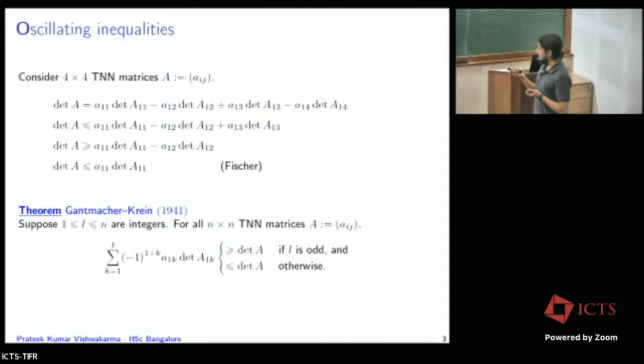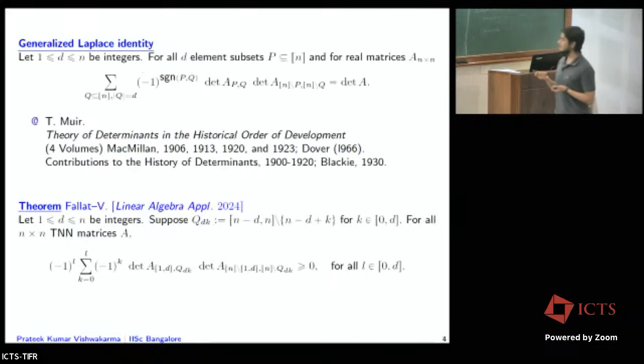In my recent work with my former postdoc mentor, Shaun Fallat, we were able to generalize the inequality of Gantmacher-Krein by identifying a similar oscillating set of determinantal inequalities, by refining the generalized Laplace identity over the totally non-negative matrices. As you can see, we were not able to incorporate all of the terms sitting inside the generalized Laplace identity. Another difficulty was to figure out the orders in which the terms in the Laplace identity should appear so that the oscillating inequalities can be obtained.